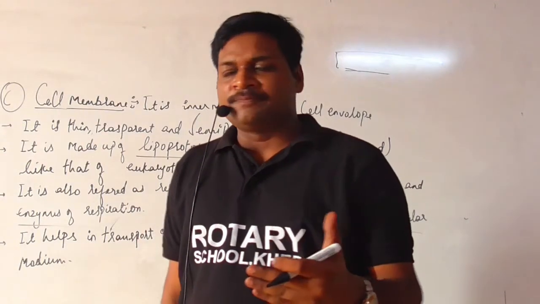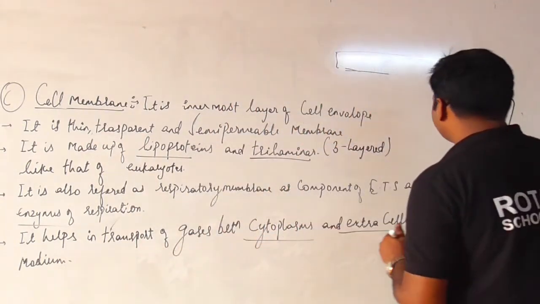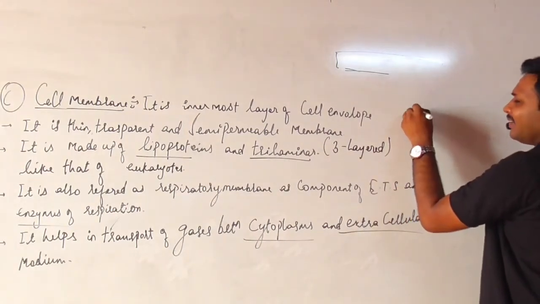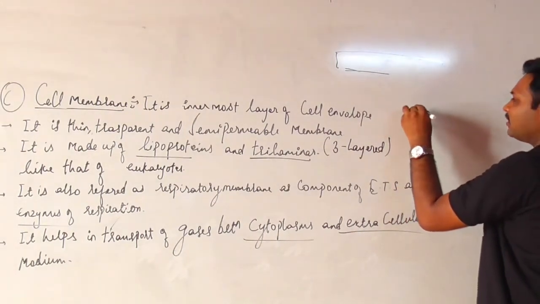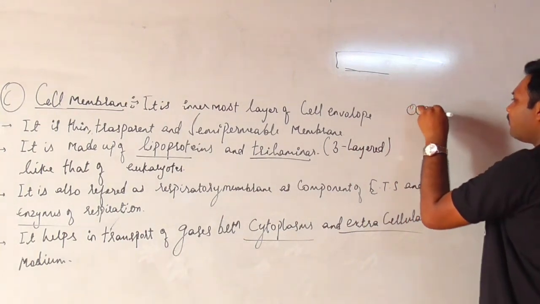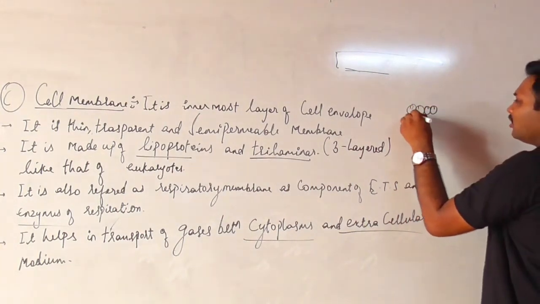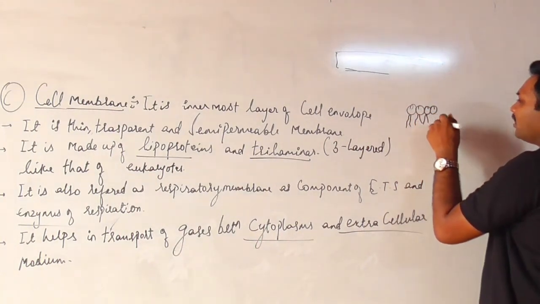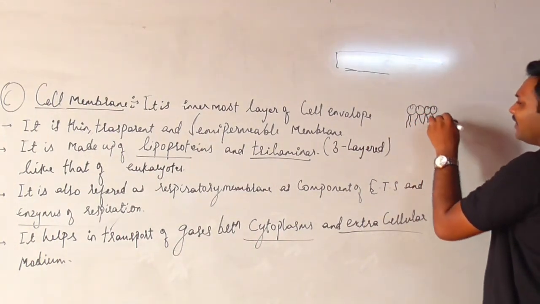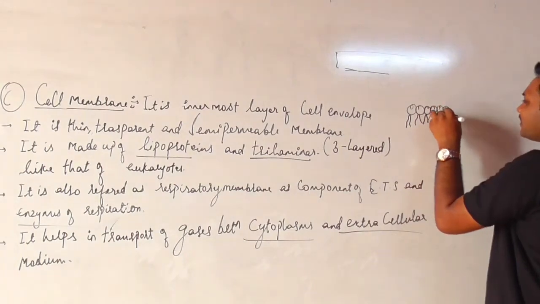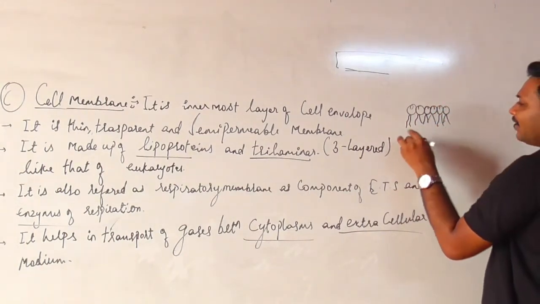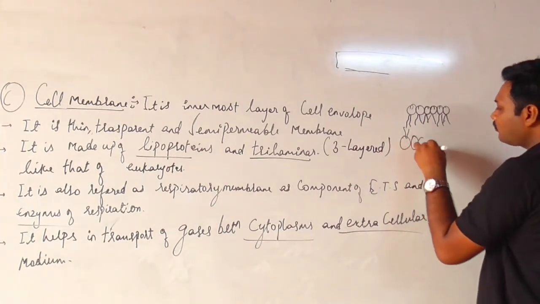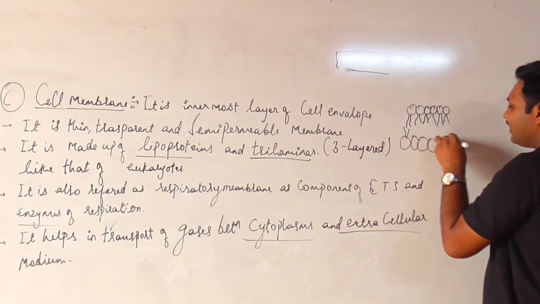Active transport means what? Suppose we talk of the cell membrane. In eukaryotes or higher organisms, the cell membrane is made up of lipids, called a lipid bilayer. This is the structure of a lipid, consisting of a hydrophilic head and hydrophobic tails. These are the tails, and similarly it is seen from the other side also. So it is a lipid bilayer.